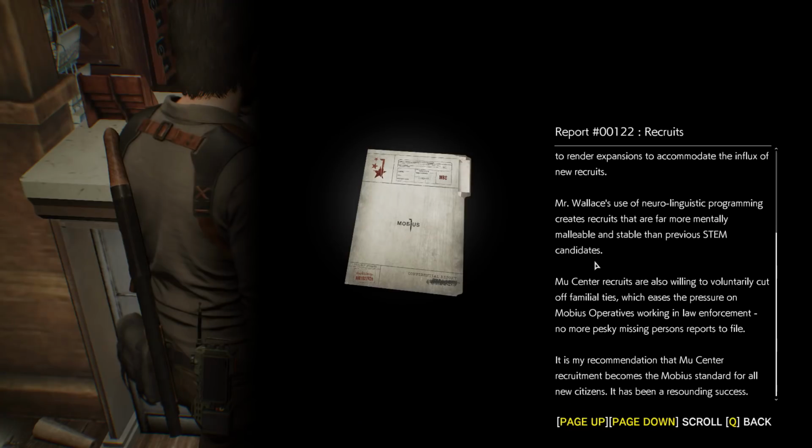Mr. Wallace's use of neurolinguistic programming creates recruits that are far more mentally malleable and stable than previous STEM candidates. MU Center recruits are also willing to voluntarily cut off familial ties, which eases the pressure on Mobius operatives working in law enforcement. It is my recommendation that MU Center recruitment becomes the Mobius standard for all new citizens. It has been a resounding success.